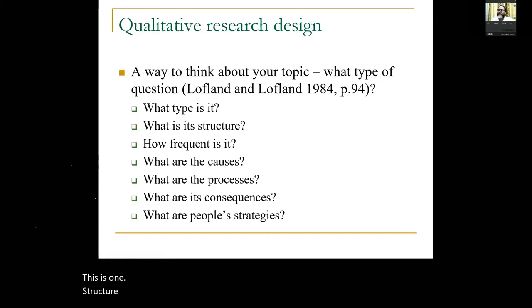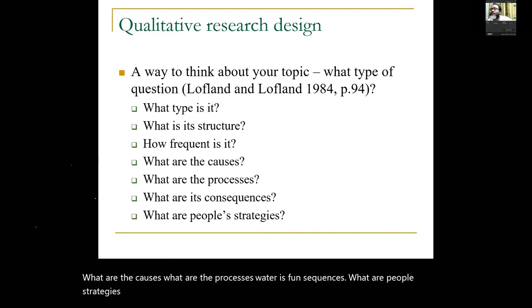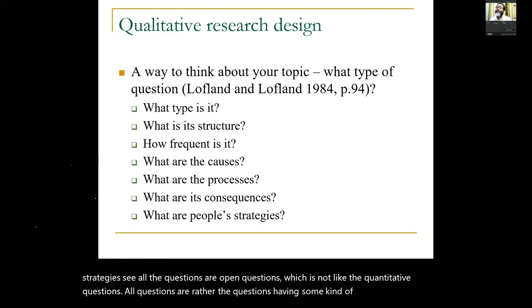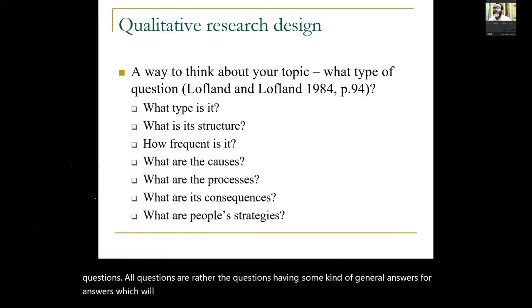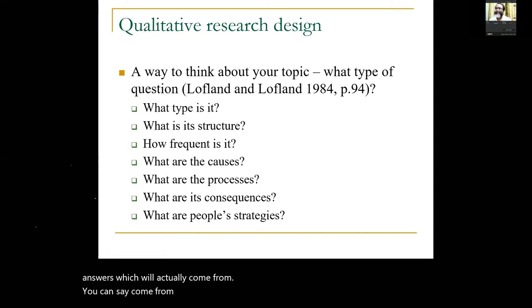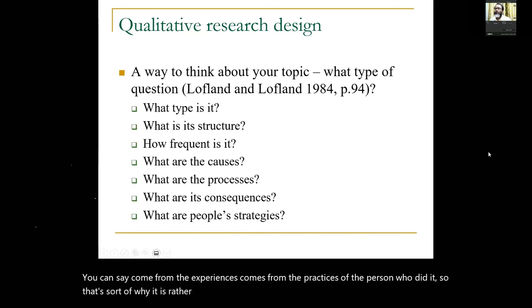This is one structure of qualitative research, a question from Laughlin and Laughlin. That is how you can proceed in qualitative research. What type is it? What is its structure? How frequent is it? What are the causes? What are the processes? What are its consequences? What are people's strategies? See, all the questions are open questions. It is not like the quantitative questions. All questions are rather having some kind of general answers which come from the experiences, from the practices of the person who did it. So that's why it is rather different from quantitative research.